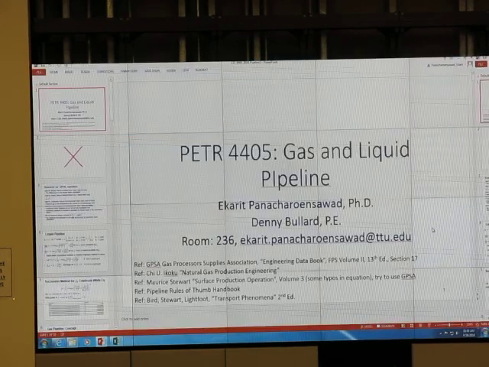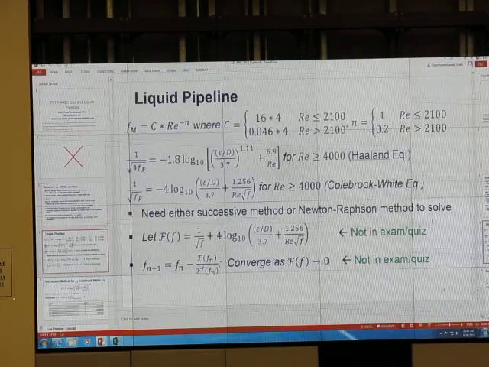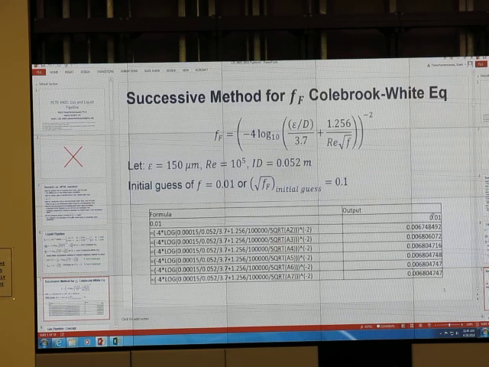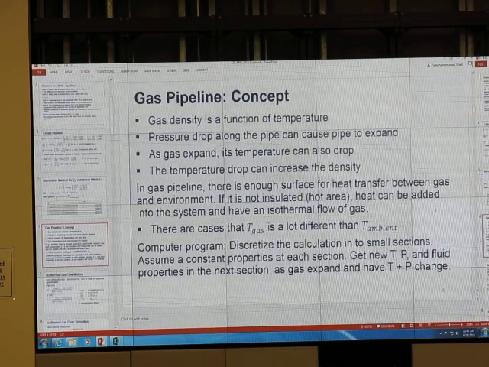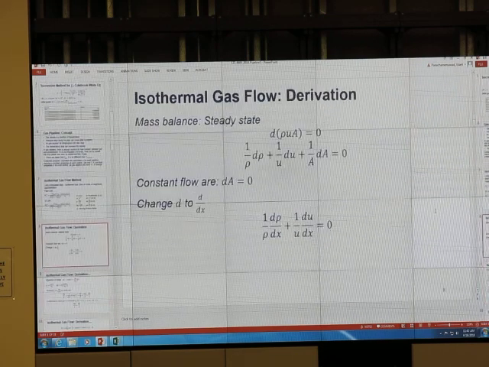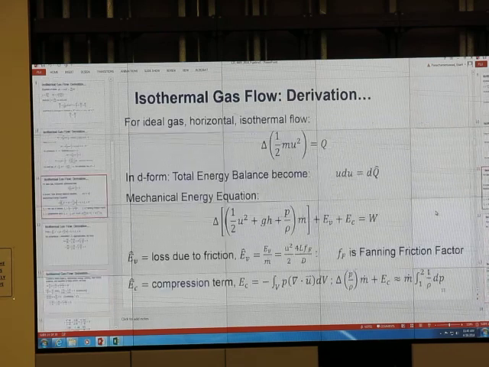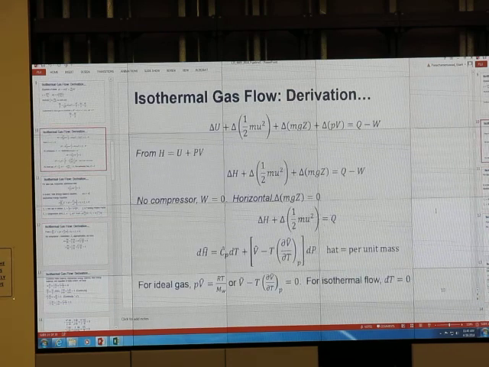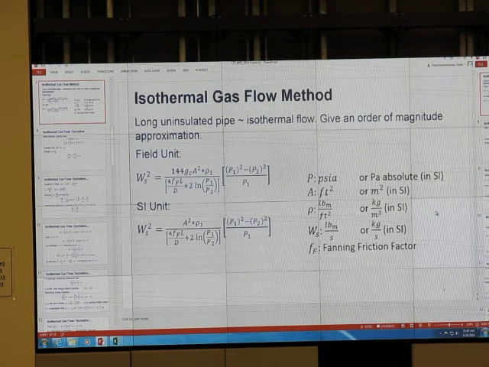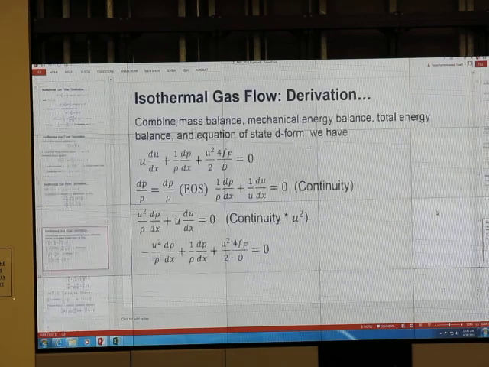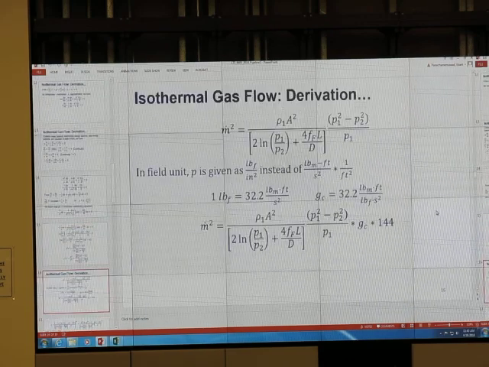exam. Okay? Liquid pipeline: 2F over V squared over D. You memorize that, you know how to use a calculator, do the iterative process, you know how to put it in the scientific format and with the requirement of number of digits. Okay? Gas flow, variable equation, all this. Is there an equation or derivation for gas? You see there's a derivation for gas.